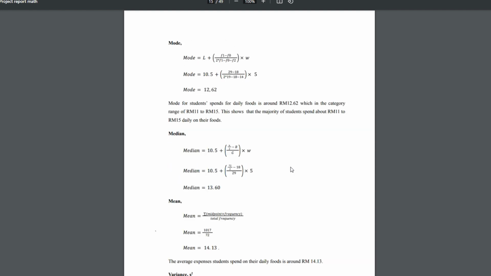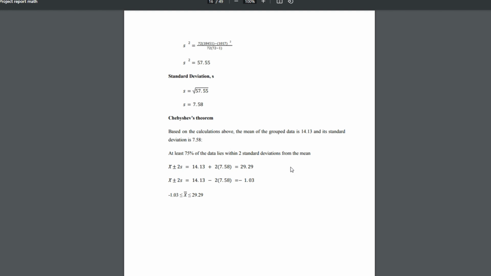We also calculated the variance and standard deviation to check the Chebyshev theorem. So 75% of the data lies within two standard deviations from the mean, which is from 29.29 to negative 1.03.